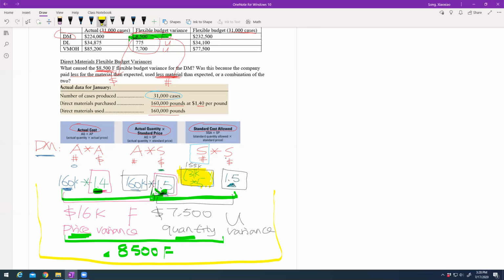But one more time, we break down the flexible budget variance into two parts. One is price variance, actual versus standard. So if there is any difference, it's from the price. The second part is the quantity variance, actual versus standard. So if there is any difference, it's because of the different quantity.